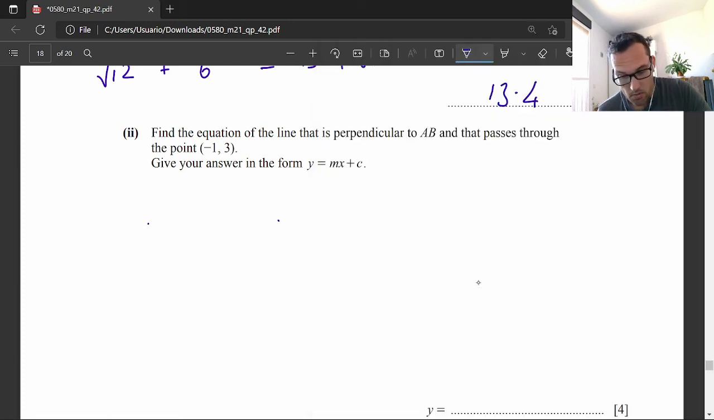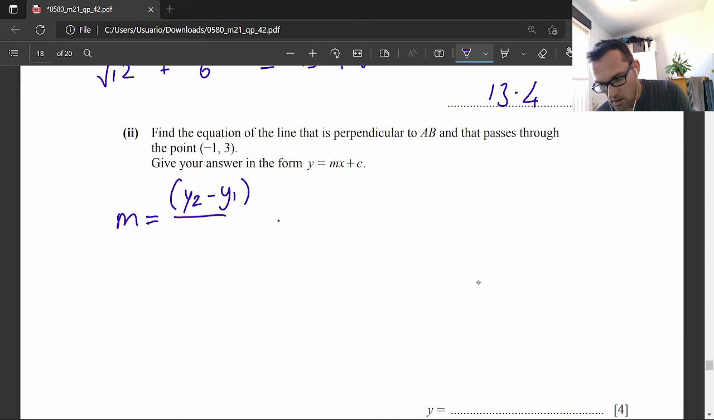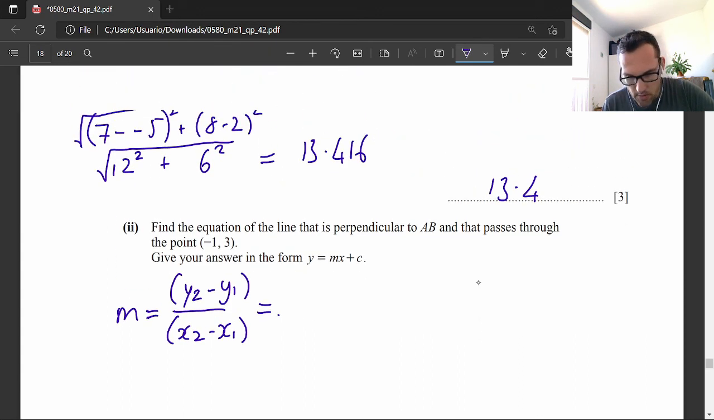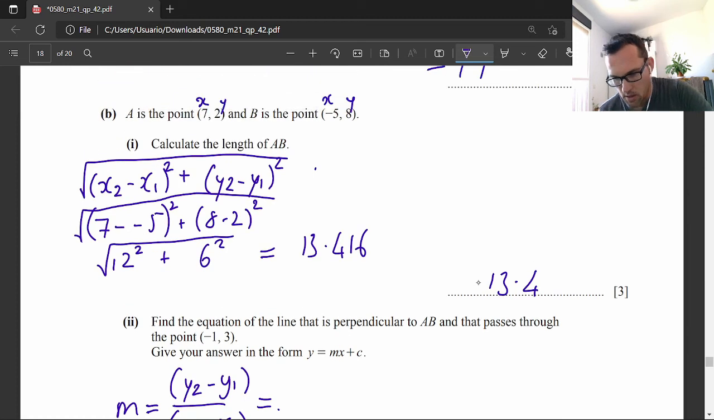So how will we find that? Remember the gradient formula: the change in y over the change in x. To work out the gradient of a line, we get the change in y, which is y2 minus y1, over the change in x. I might have said it the wrong way around before. We need to go back to our previous question to get that gradient. We had these two points, and we call them x1, y1 and x2, y2.